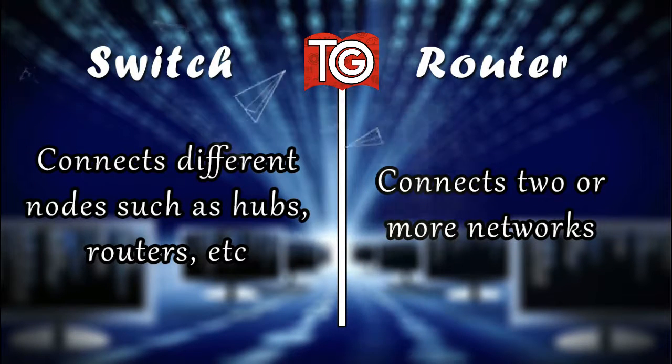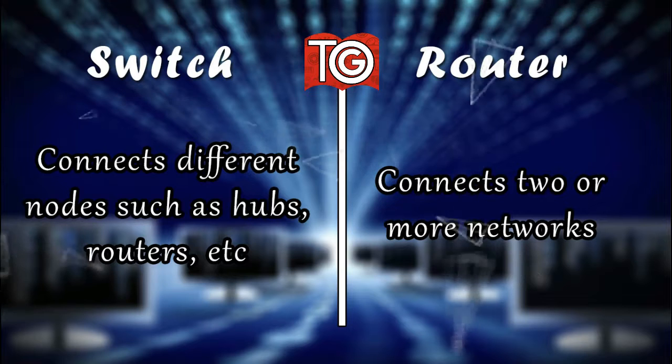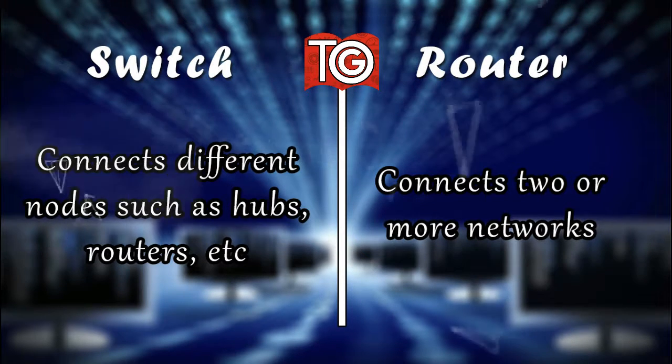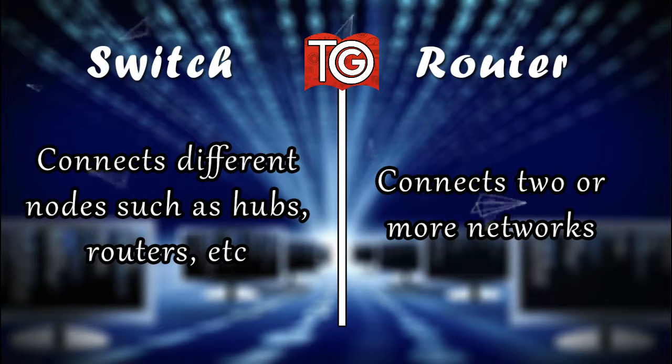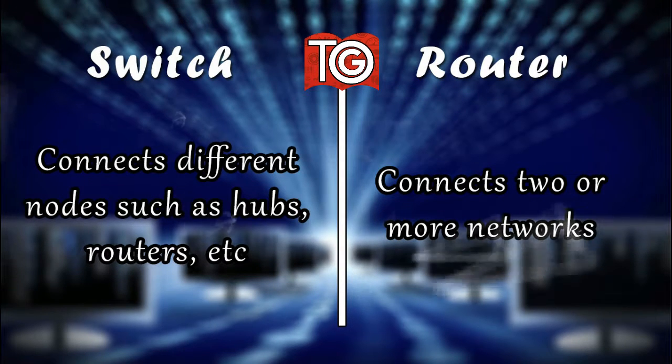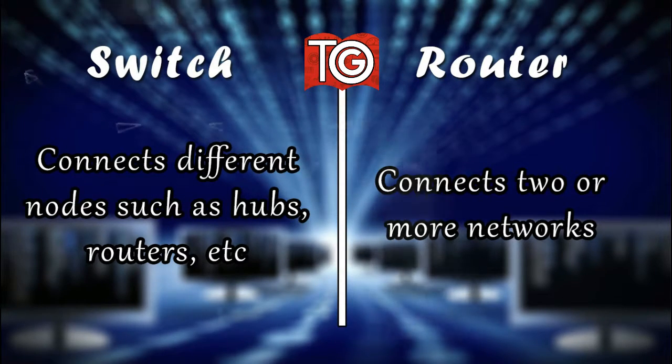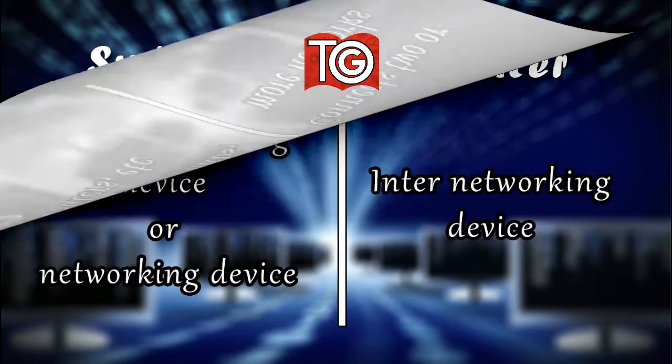Here is the next difference: a switch connects different nodes such as hubs, and a router connects two or more networks. That means a switch connects two or more hubs to form a network, and two such networks are connected by a router. So here is another difference, that a switch is used for a small network and a router for a bigger one, as we discussed. Let's move on to the next difference.